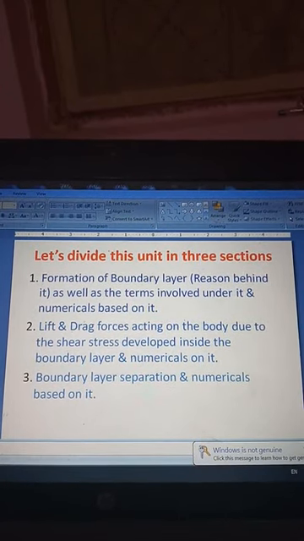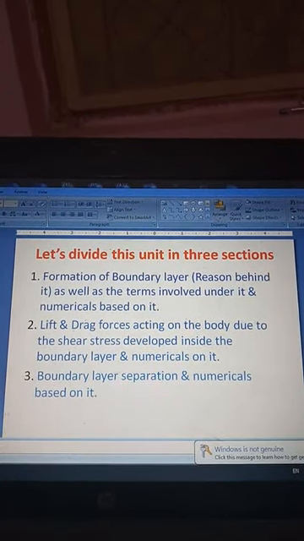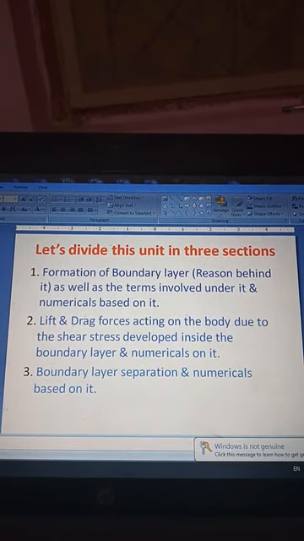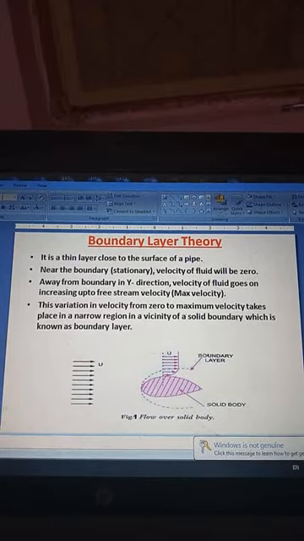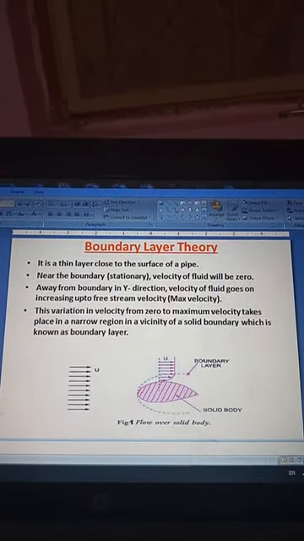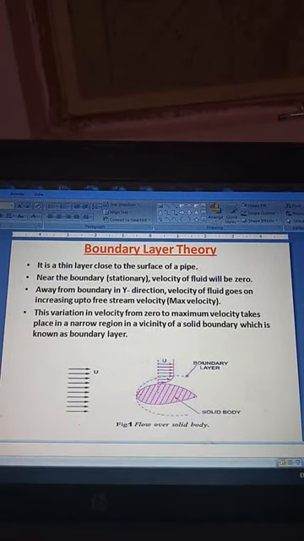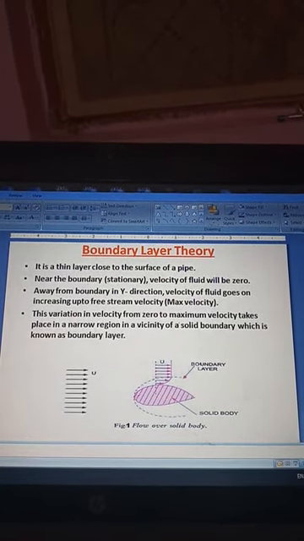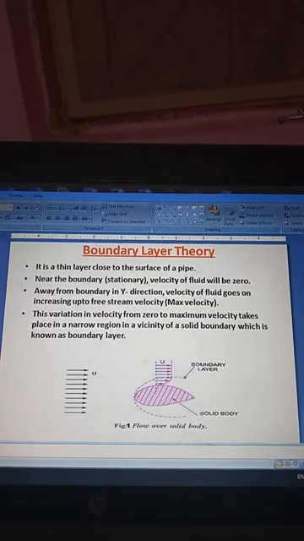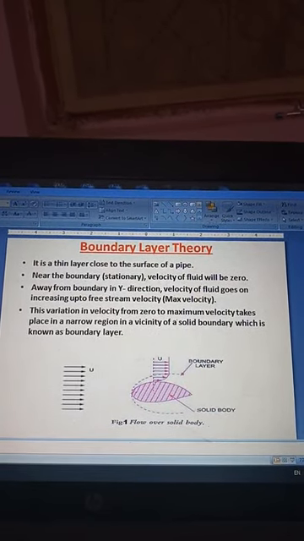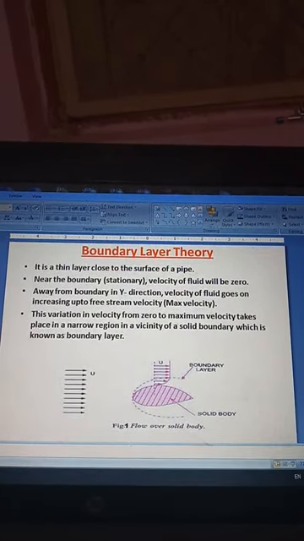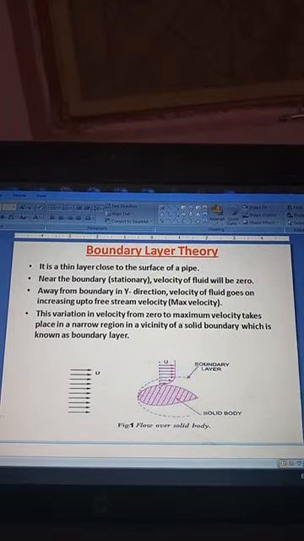Now, let us start with the first section, that is the formation of boundary layer. If you see in the figure, there is a solid body and that body is in stationary condition. There is free stream of air or any fluid flowing over that stationary solid body.